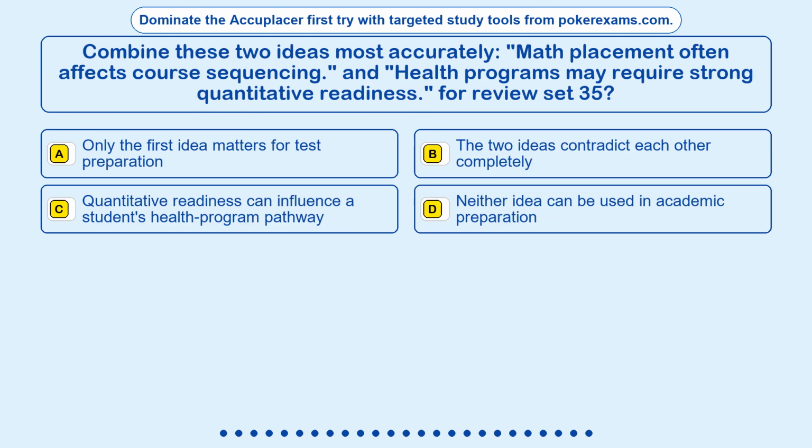Question 17. Combine these two ideas most accurately. Math placement often affects course sequencing, and health programs may require strong quantitative readiness. For review set 35. Option A. Only the first idea matters for test preparation. Option B. The two ideas contradict each other completely. Option C. Quantitative readiness can influence a student's health program pathway. Option D. Neither idea can be used in academic preparation.